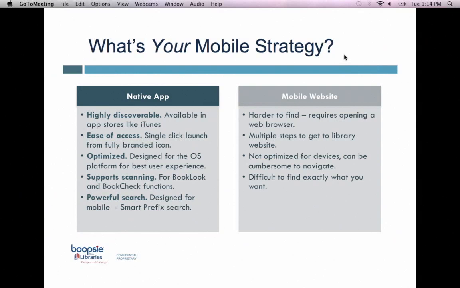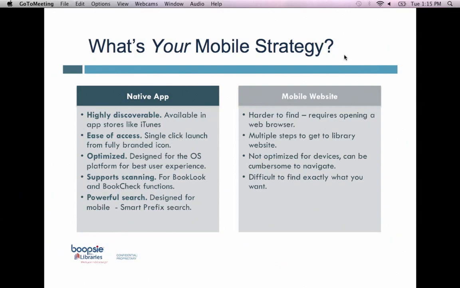With a mobile website, it's much harder to find. Again, the user needs to know exactly the specific URL, or they need to go to a search engine like Google or Yahoo, then search for your library, then pull it up. The reality is the attention span of these mobile users is very short. And so the idea that they're going to even continue down that path of research is pretty low.